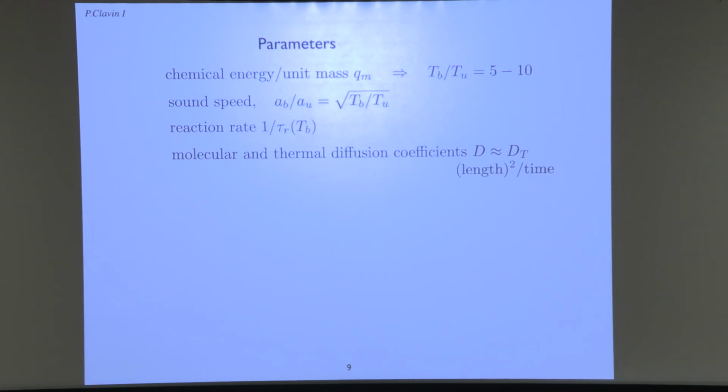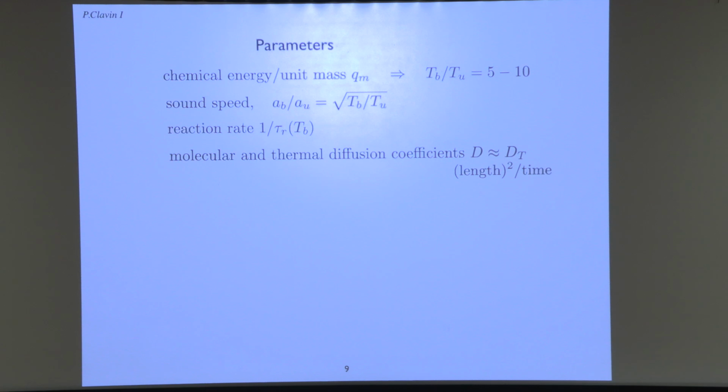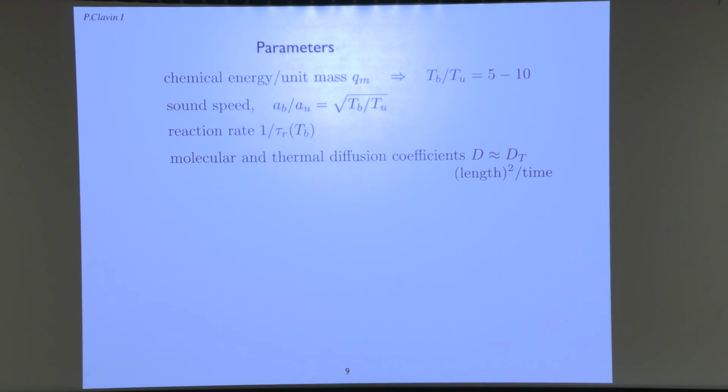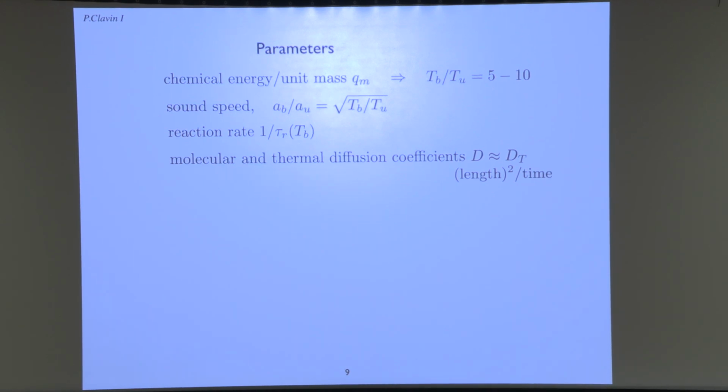Now, with a simple dimensional argument, you will find directly some interesting results. What are the parameters? You have a chemical energy per unit mass. This is one parameter, and this parameter, QM, tells you that the ratio of temperature between unburned and burned gas is between 5 and 10. That's because of the binding energy of molecules. Now you have the sound speed. The sound speed does not vary so much with the temperature; it varies like the square root of the ratio of the temperature, so it's not very important. So you have a speed, you have a reaction rate, and with this you are building molecular and thermal diffusion coefficients.